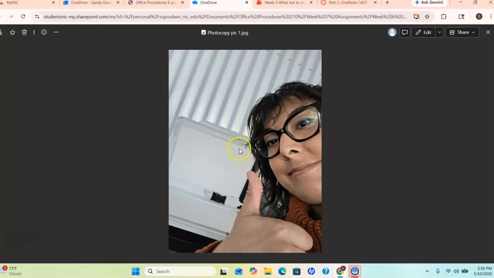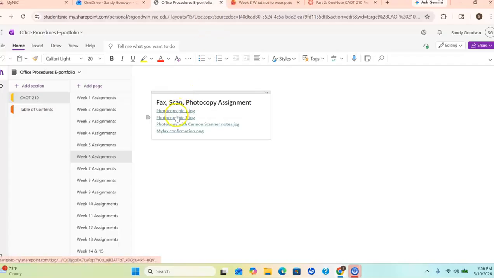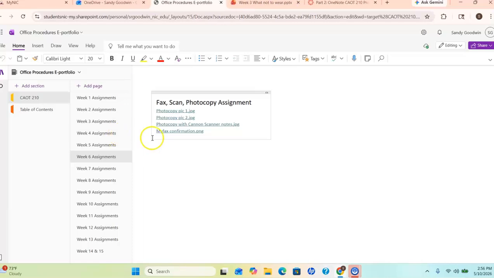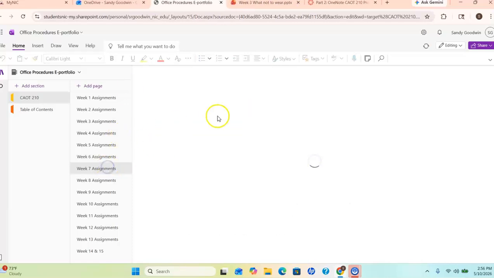See if this will open for us. Oh, there I am sending a copy. I just took a picture of myself at work, because we have the photocopier and faxer all in one, which has made it pretty easy. Here we go into week 7.